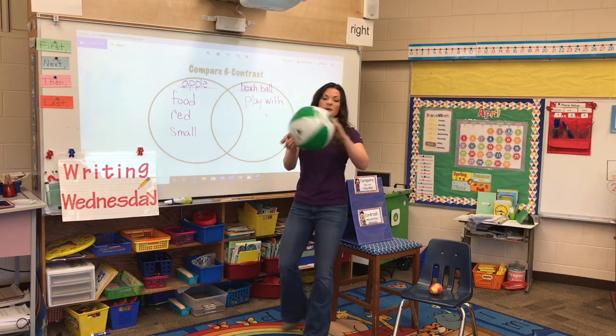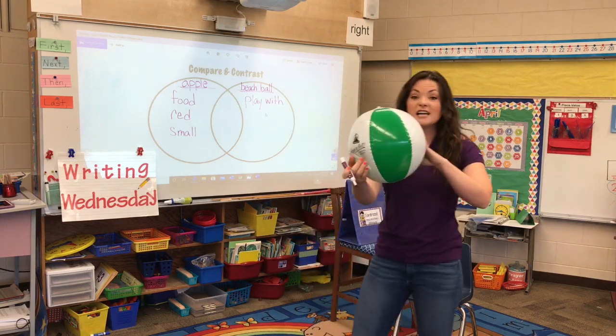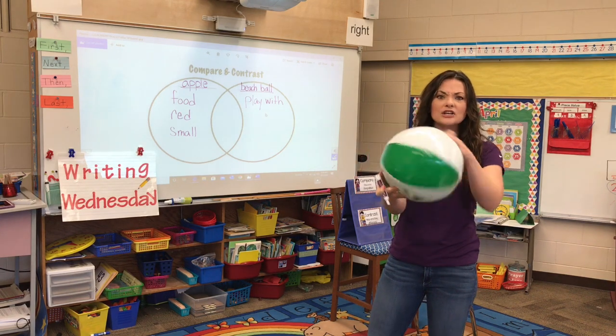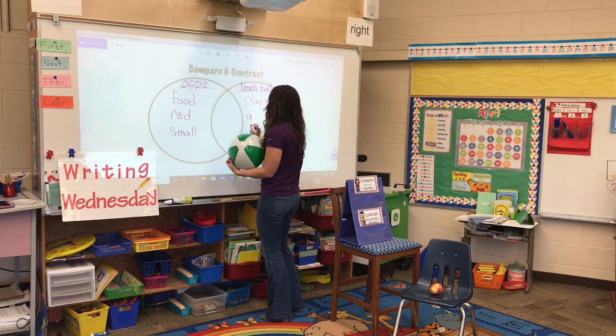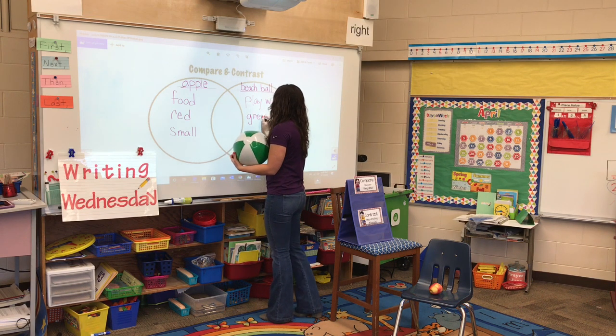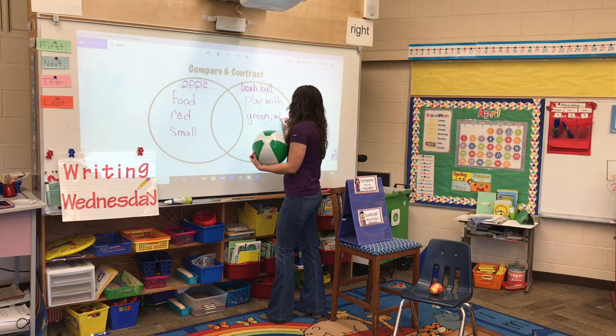Okay? Our beach ball, look at the colors on it. It's not red like my apple, it's green and white. So look at what it looks like. So I'm going to write green and white under my beach ball side. Green, I'm going to put a comma, and I'm going to also write white.